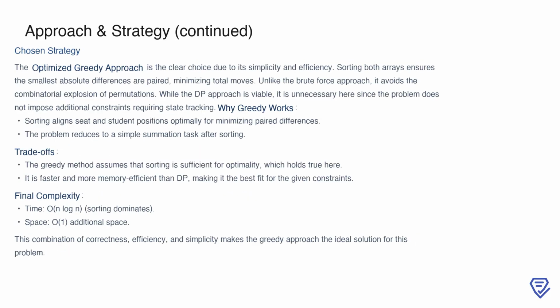Ultimately, the optimized greedy approach stands out as the best solution for this problem. By sorting both arrays, we ensure that the smallest differences are paired together, minimizing the total moves required. This avoids the factorial complexity of the brute force approach and is far more efficient than the dynamic programming method. The greedy approach works perfectly here because the problem does not impose any additional constraints that would require state tracking or more complex logic. Sorting aligns the seat and student positions optimally, reducing the problem to a simple summation task.